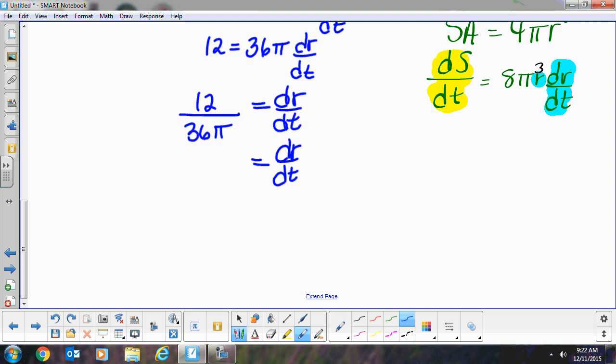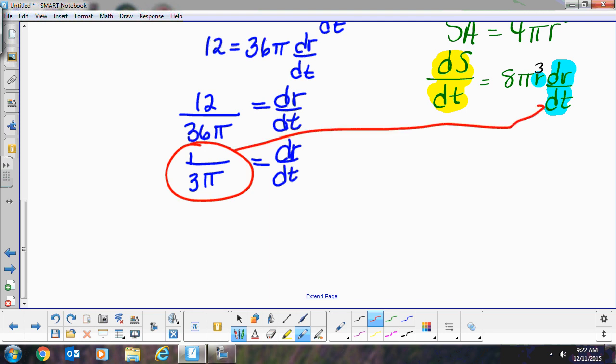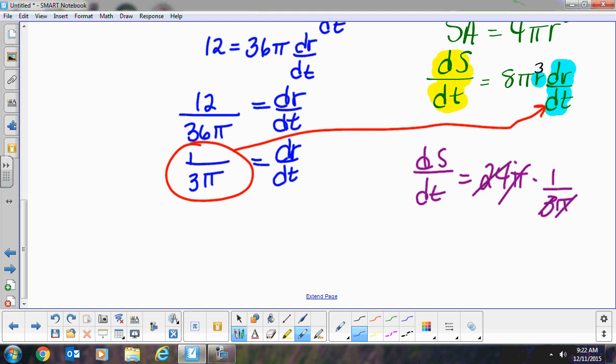Where's the pi, though? Okay, the pi's still in the denominator. A common mistake is to take it out of that denominator. Now I've got enough information for my dr over dt, which means we can now finish the problem. Rate of change in surface area with respect to time is going to be 24 pi times 1 over 3 pi. The pi's simplify. 24 divided by 3, 8 times. So that's going to be 8. This is area, and I think it was feet, so that's going to be square feet per second.